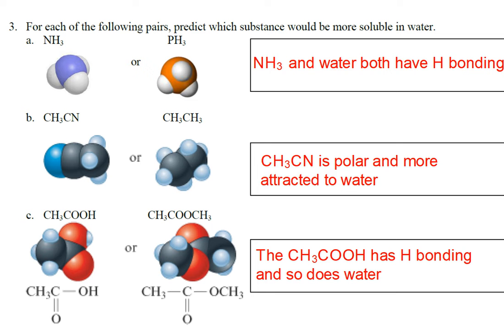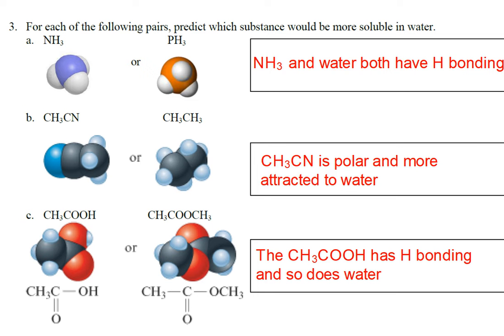Similar questions here. Which one would be more soluble in water? You think about hydrogen bonding, you think about polarity. I'm just going to read the answers real fast to give you time. NH3 has hydrogen bonding, so it would be more soluble. PH3 would be polar, but it wouldn't have hydrogen bonding. So, NH3.